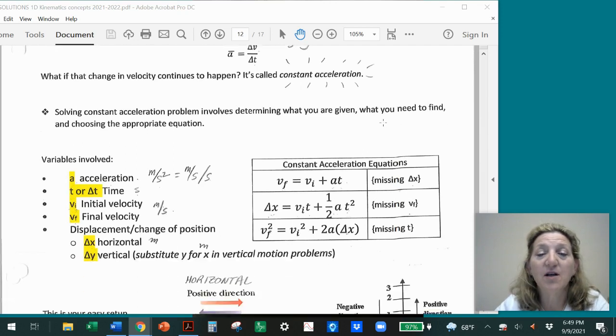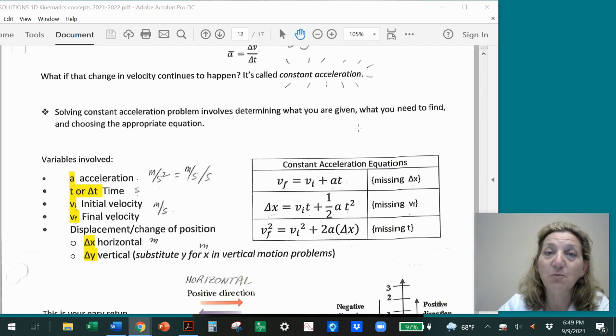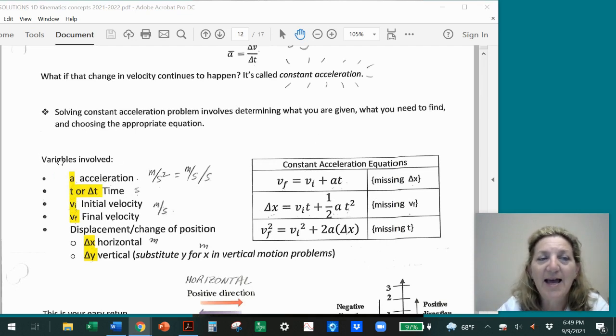We're going to solve acceleration problems by determining what you're given, what you need to find, what equation best suits the problem, and then proceeding with math and getting a solution. Our variables, we have to be sure we understand our variables and the units they're measured in. Our equations have an a for acceleration, t or delta t for time, v sub i for initial velocity, v sub f for final velocity.